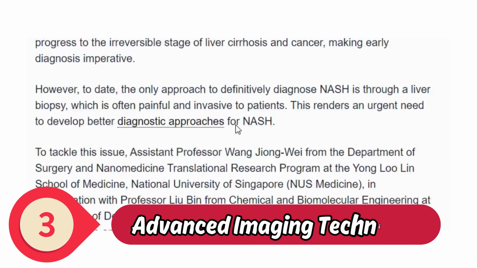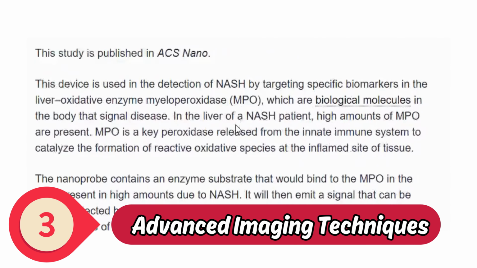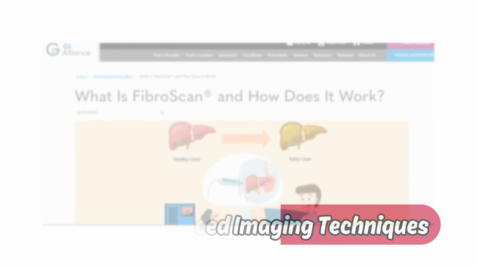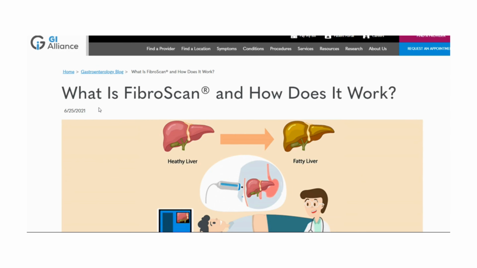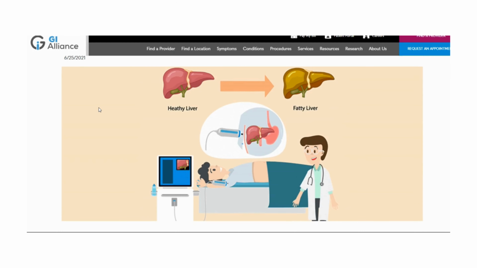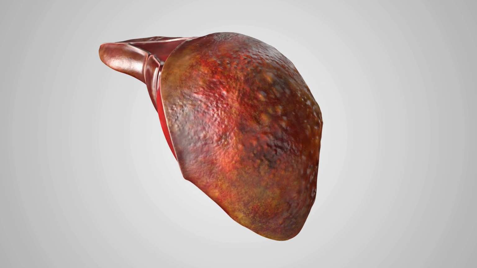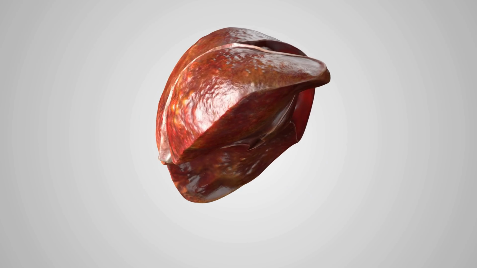Step 3. Advanced imaging techniques. If initial tests indicate a potential problem, doctors might use advanced imaging methods like transient elastography, also known as FibroScan, or magnetic resonance imaging. These tests measure liver stiffness and fat content more precisely without needing a biopsy.